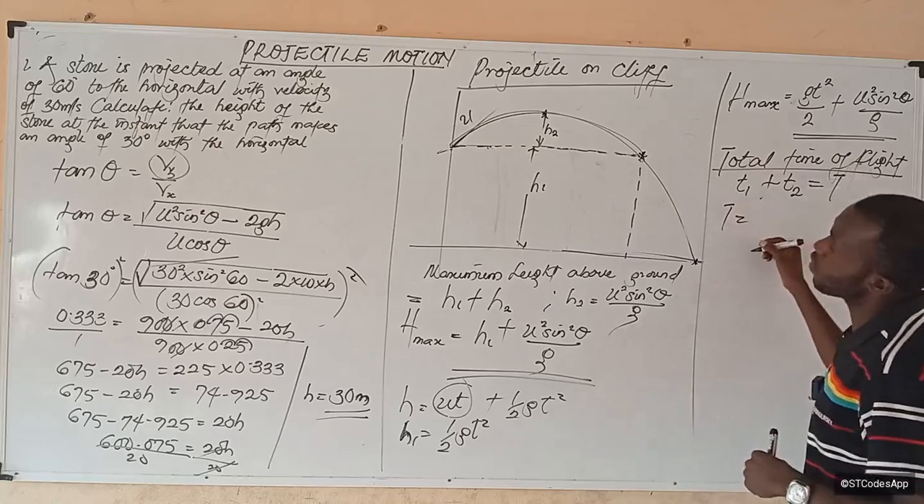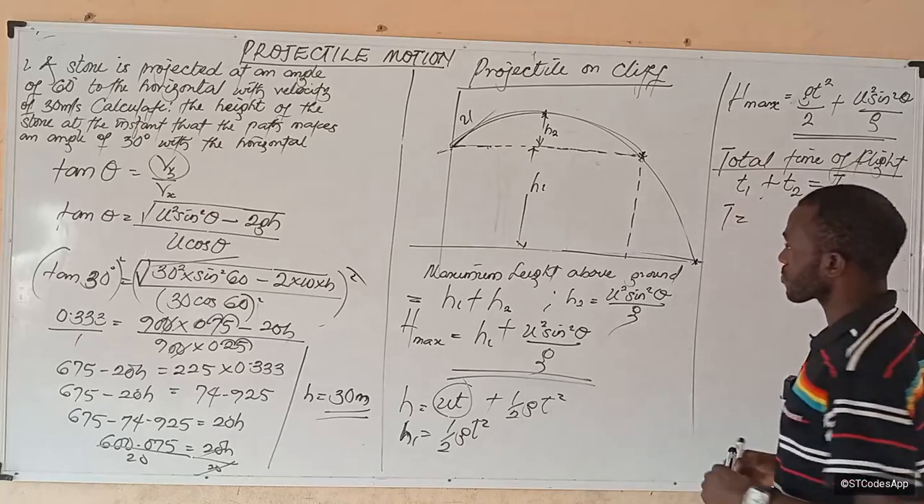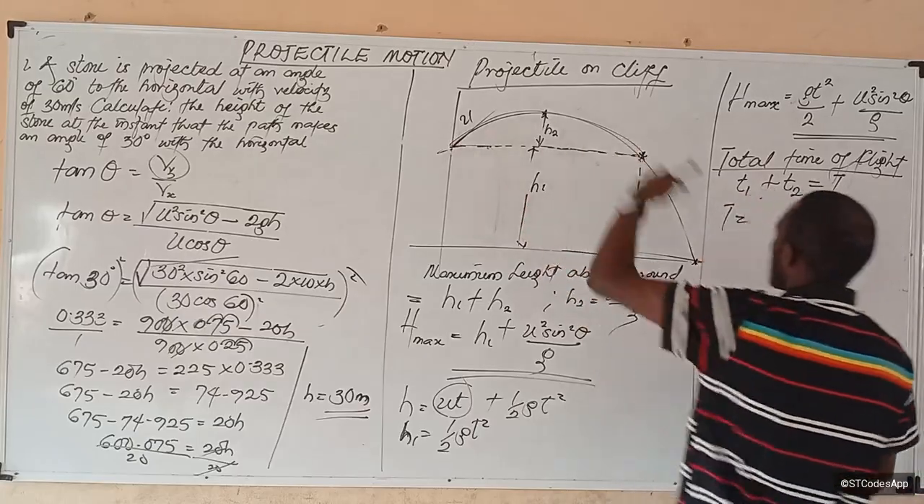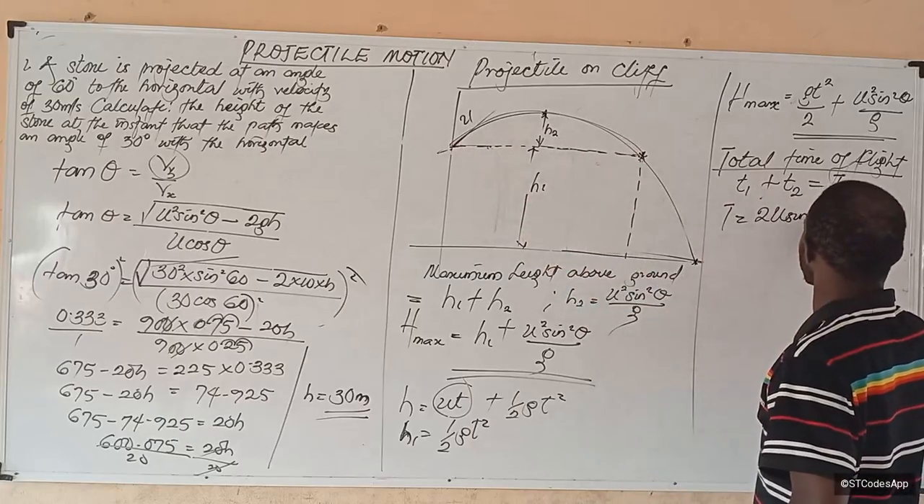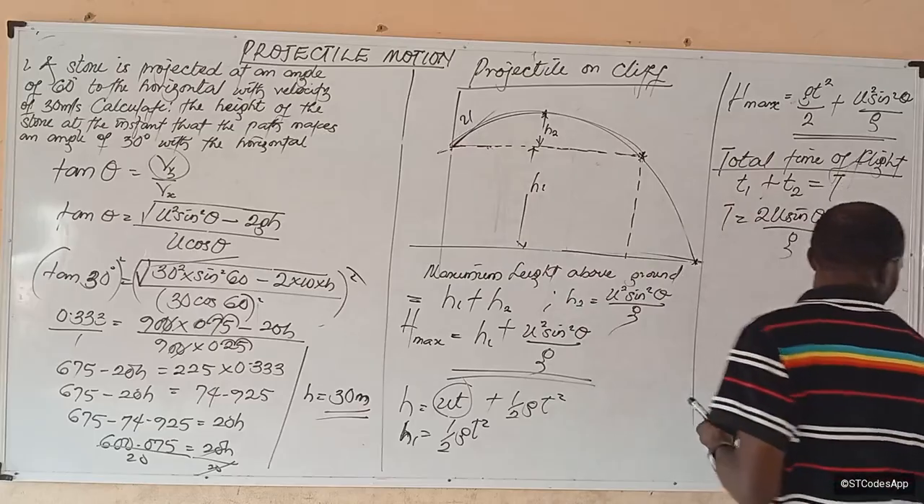So that will be our total time of flight. So total time of flight here will be what? T1. What is T1? Time taken to go from here to here. And what's that formula? 2u sine theta over g. Is it clear now?